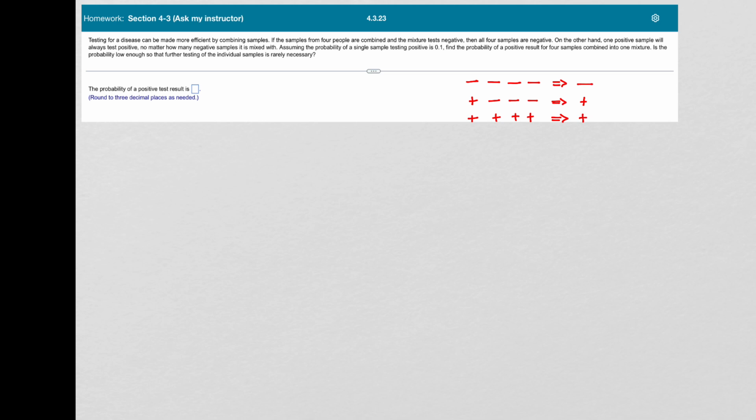So how do we calculate this? Well, we're told the probability of a single sample testing positive is 0.1. So I'm going to write that down. Probability of positive is 0.1 or 10%. So that means the probability of an individual being negative is 1 minus 0.1, which is 0.9.